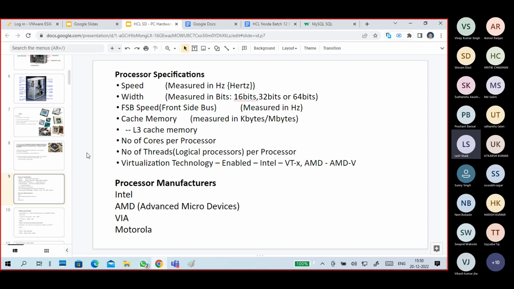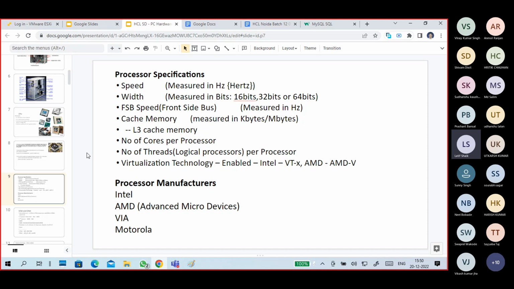Every processor has built-in cache memory, so check that. The more the cache memory, the better the processing. Also check the number of cores per processor and the number of threads, or logical processors, per processor.